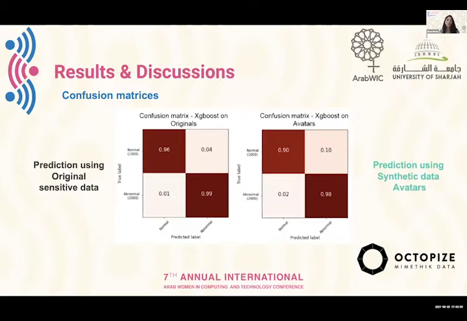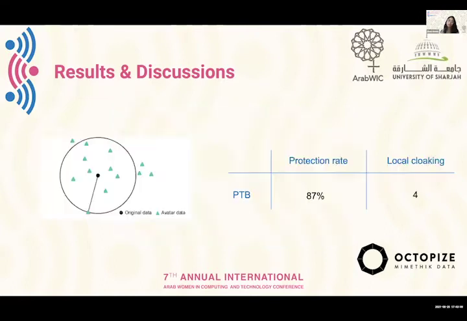So we trained a model on two different data sets. The first one being the original data, and the second one being the avatars. On the first one to the left, we have an accuracy of 98%. And on the right, we have an accuracy of 95%. This proved that for this data set, we're able to use the synthetic data to make prediction and also other classification tasks.